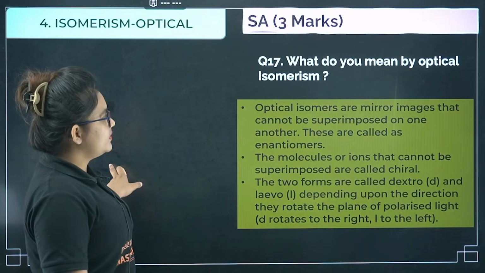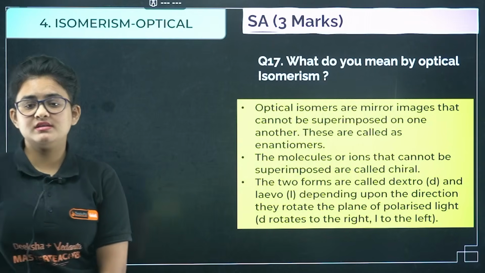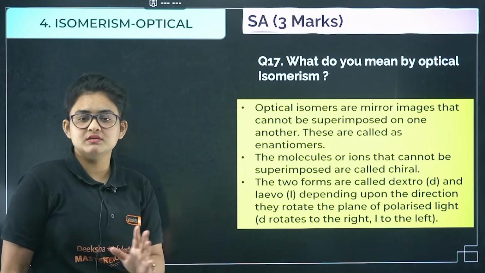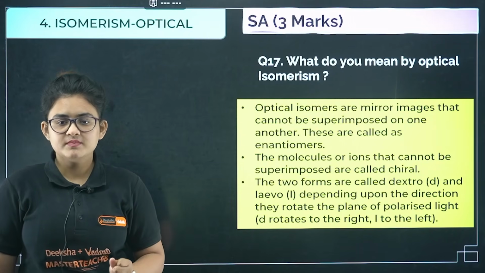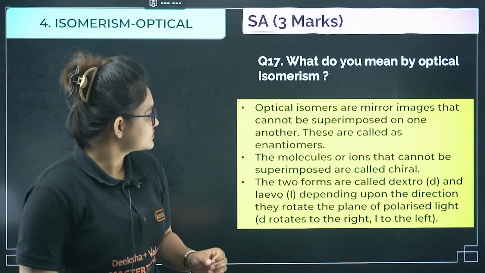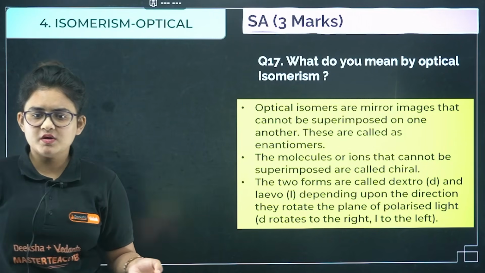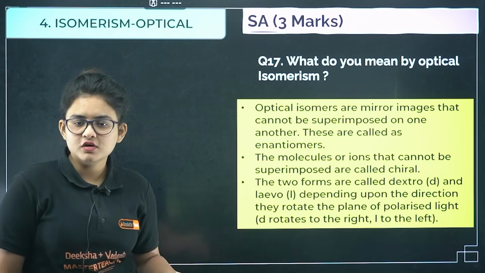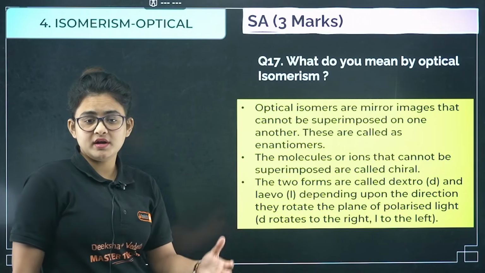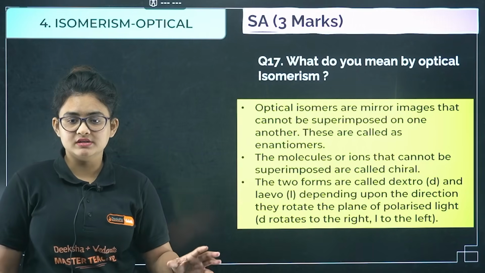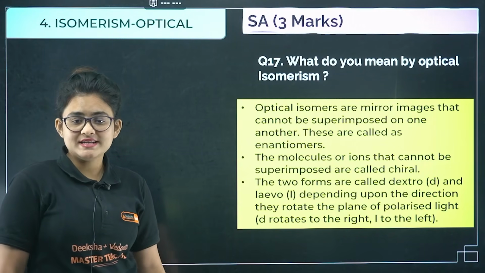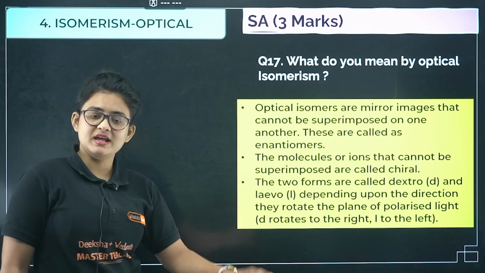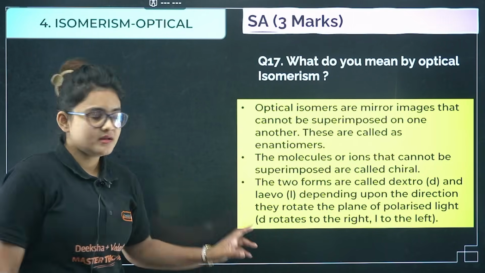Let's proceed. What do you mean by optical isomerism? Optical isomerism means they will have mirror images that are non-superimposable. These are called enantiomers. They are also called chiral compounds. The 2 forms are called dextro and levo, and they can rotate the plane of polarized light in a polarimeter. If it rotates the plane of polarized light to the right, you call it dextro. If it rotates it to the left, you call it levo. That's it.